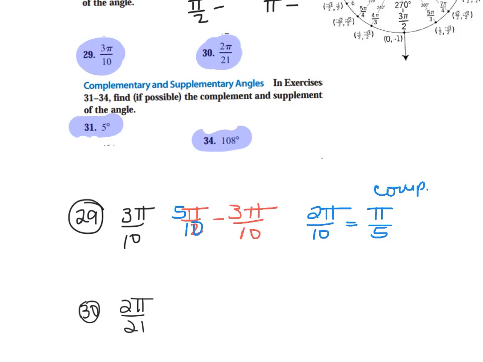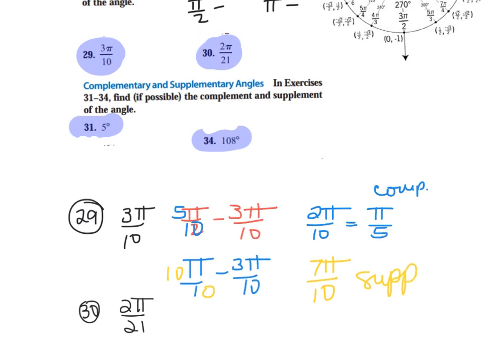So then I would take just plain old pi over 1, and I subtract 3 pi over 10. Well, what's the common denominator between 1 and 10? 10. So this becomes 10 pi over 10. So what's 10 pi minus 3 pi? 10 minus 3, 7 pi over 10. So this is the supplement.